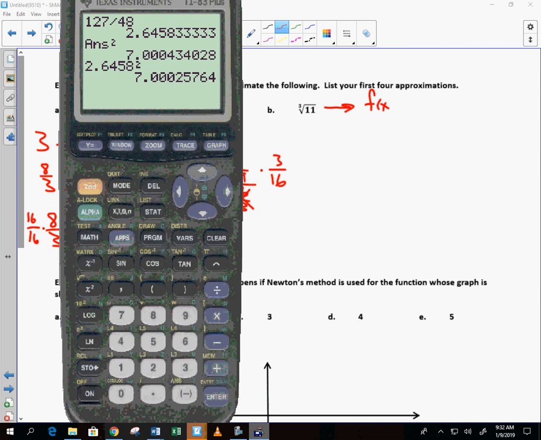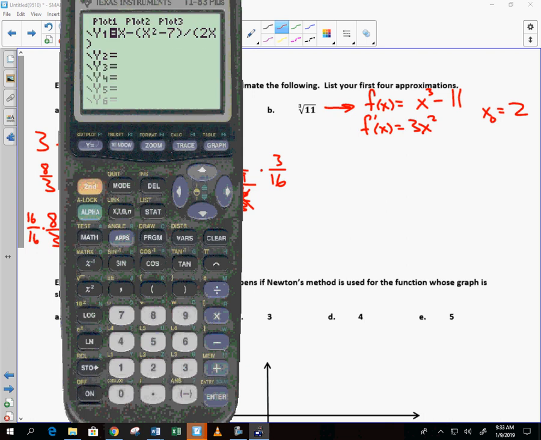Anybody know what f of x is? X cubed minus 11. What is f prime of x? 3x squared. What is your initial guess? 2? Okay. We're going with 2. So I go to my calculator and I simply type in x minus the function, parentheses, x cubed minus 11 divided by 3x squared.